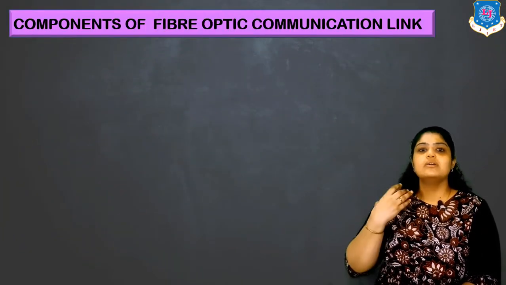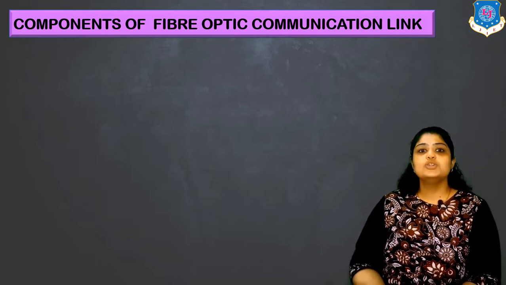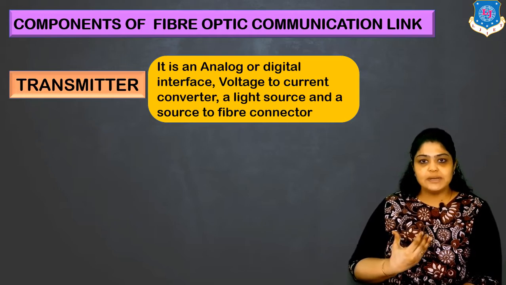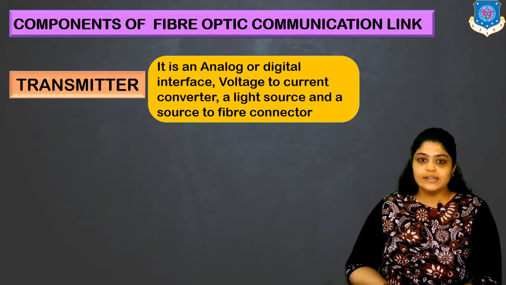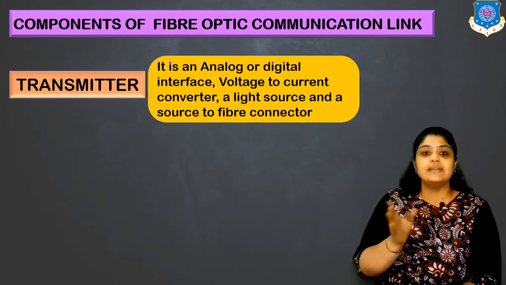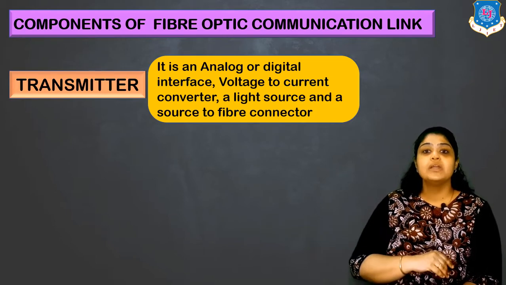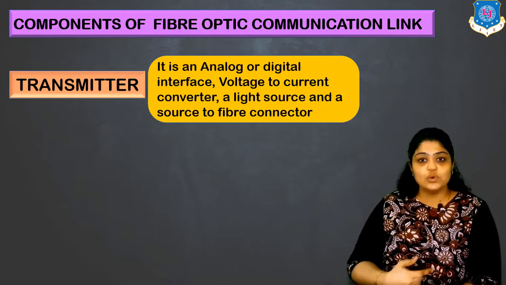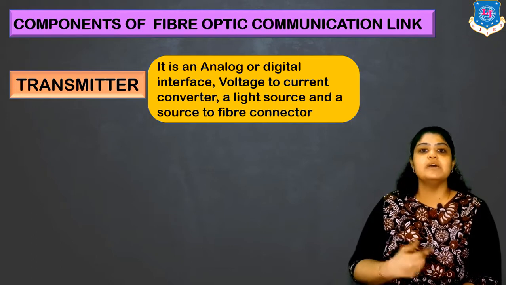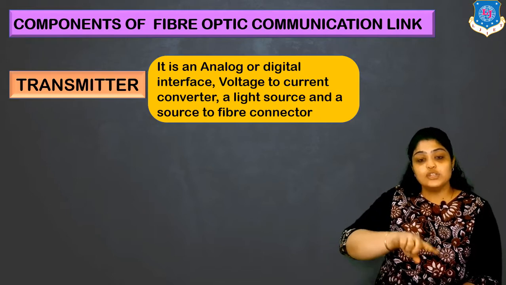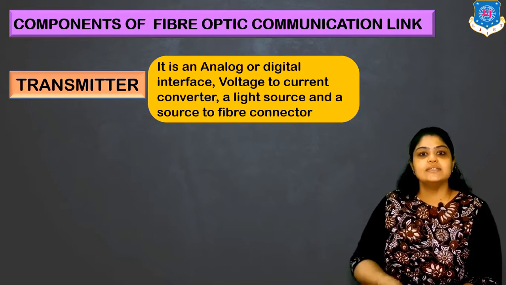Now let's see what are the important components required for a fiber optic communication link. So the first component is known as a transmitter. What all parts are there in a transmitter? So it is an analog or a digital interface. It can be analog, it can be digital. And if it is digital, it will be in the form of binary signal, 10, 10, 10. So that requires a voltage to current converter. It also requires a light source, and it requires a source to fiber connector, because there would be a specific connector which will be connected to the cable so that light is sent through it.